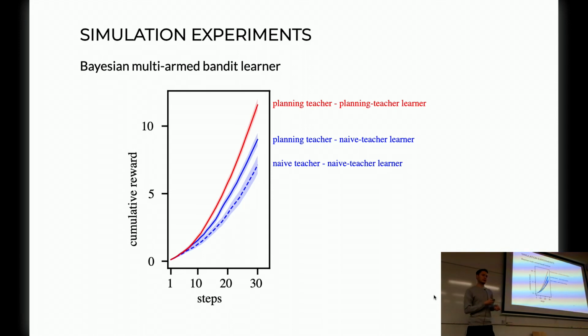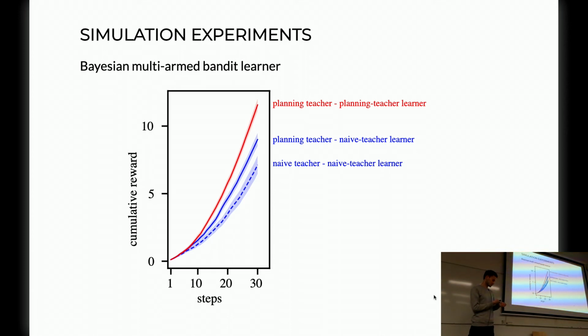Then, if you also add the teacher-aware learner, so now the learner acknowledges that the teacher is planning, then you get even better performance quite clearly. So now they both are kind of modeling each other correctly.